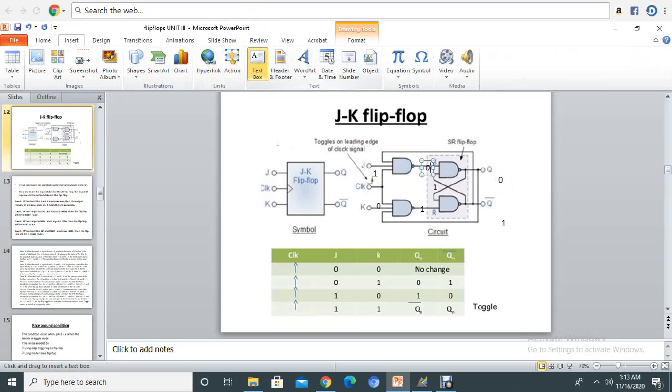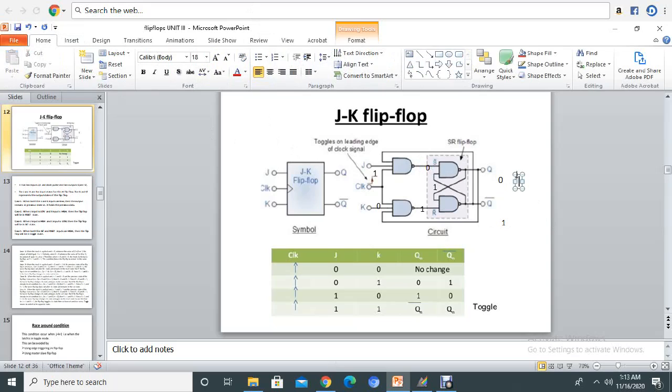So now Q becomes 1. Okay. Previously 0 in the output. After applying clock pulse, you will get 1. Okay. So when J is equal to 1, K is equal to 0, you will get the output 1. Whatever may be the value of Q. Q can be either 0 or 1. Okay.